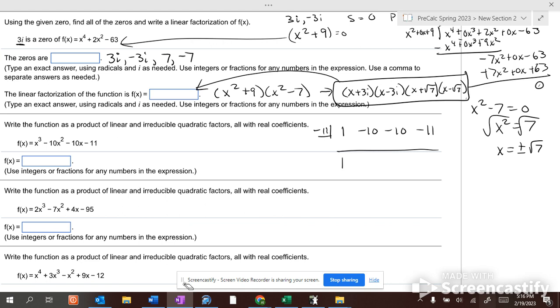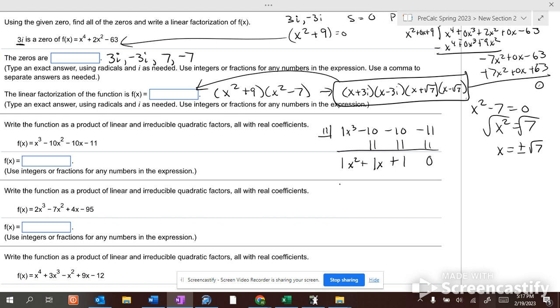Let's try positive 11. So we got 1, 11, 1, 11, 0. Hey, it worked. Okay. So x minus 11 is a factor, and we're left with, if this is x cubed, we're left with x squared plus x plus 1. Okay. Does that factor?